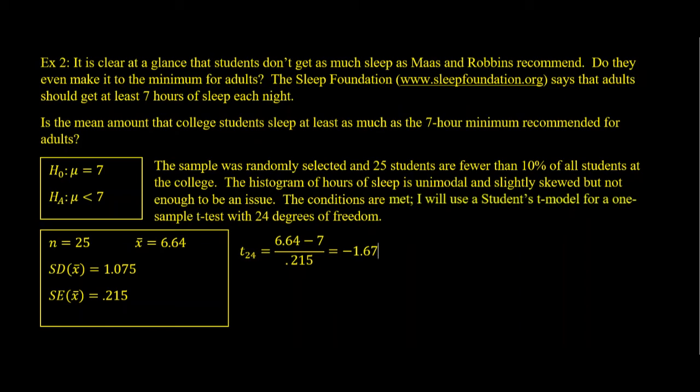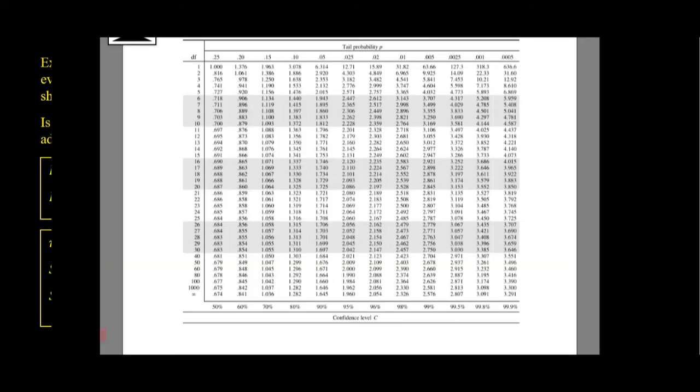So we'll go to our t-table. We look at 24 degrees of freedom. We go as close as we can get to 1.67. The negative doesn't matter here because it's two-tailed. We go up 1.711 as close as we can get. We go up, and it looks like 0.05. That's the best estimate we can get from a table. So our p-value is 0.05.